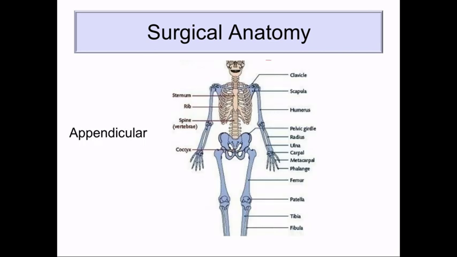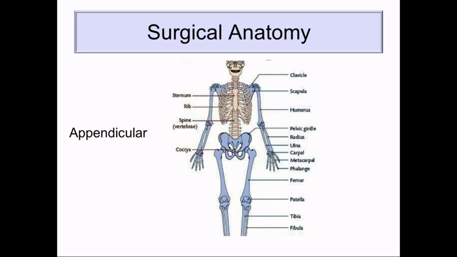The appendicular skeleton consists of the upper extremities: the shoulder, scapula, clavicle, humerus, the long bone of your arm, the ulna and radius form the forearm, and the carpal and the metacarpal bones form the hand and wrist.